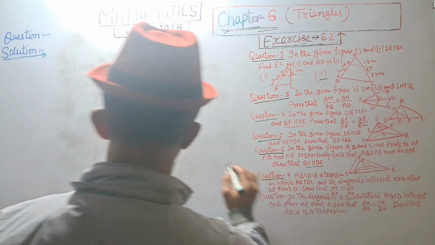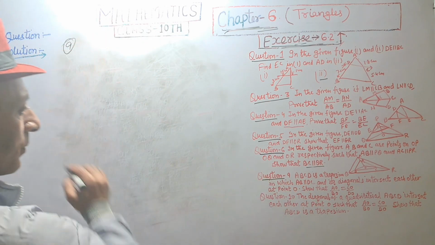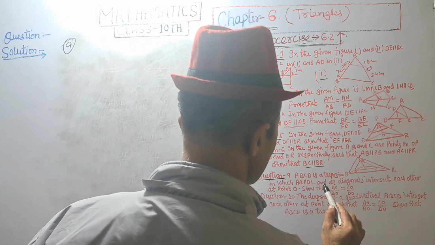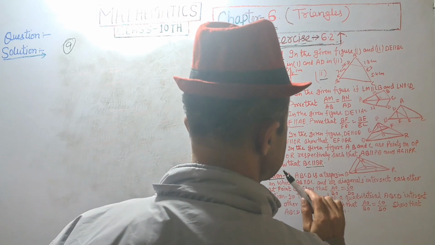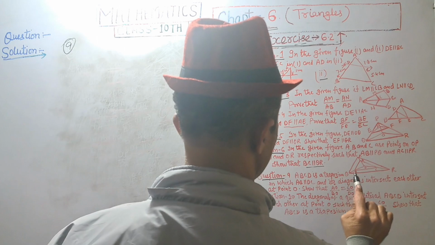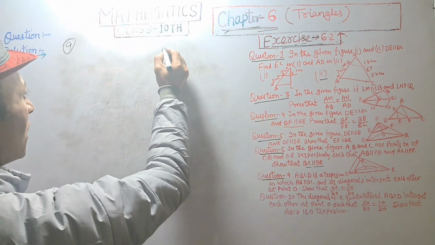Question number 9. ABCD is a trapezium in which AB is parallel to DC and its diagonals intersect each other at point O. Show that AO upon BO is equal to CO upon DO.